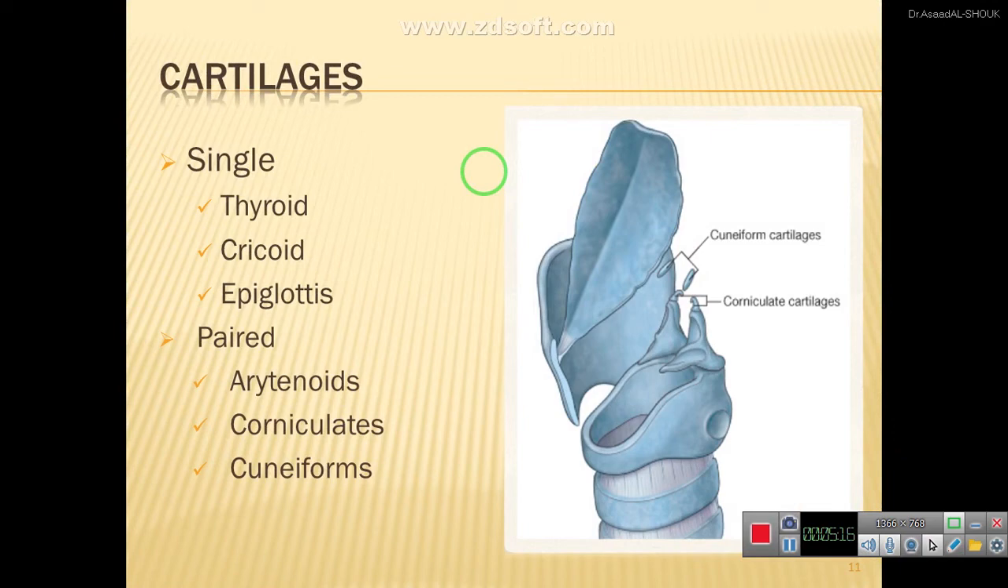Sorry. The larynx, or the skeleton of the larynx, consists of cartilage, joints, ligaments, and membranes. There are 3 single cartilages, which are the thyroid cartilage, cricoid cartilage, and epiglottis. This is the thyroid cartilage, and this is the cricoid cartilage, and this is the epiglottis. And also we have 3 pairs of cartilages, which are the arytenoid, this one, and corniculates, this one, and cuneiforms, these 2.